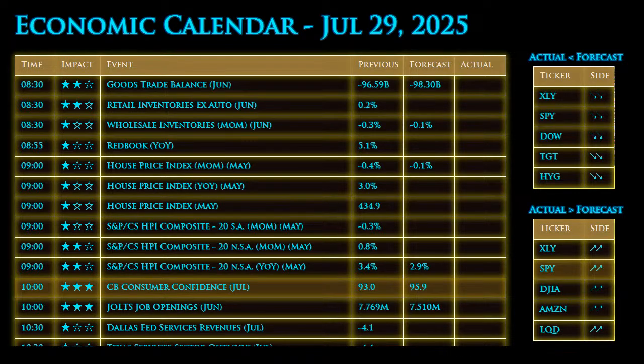The S&P 500 ETF could gain as higher consumer confidence supports optimistic growth outlooks. The Dow Jones Industrial Average may rally as positive consumer sentiment boosts economic growth expectations. Amazon could benefit from increased consumer confidence leading to higher online spending. Investment-grade bond ETF LQD may see upward movement as strong consumer sentiment reduces default risk concerns.